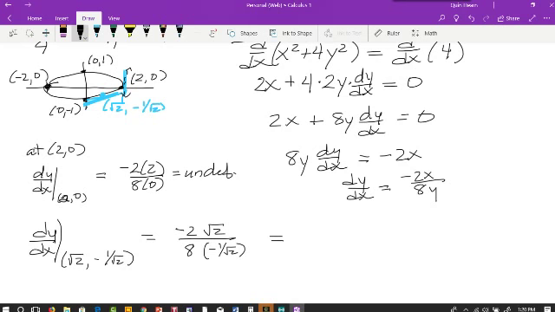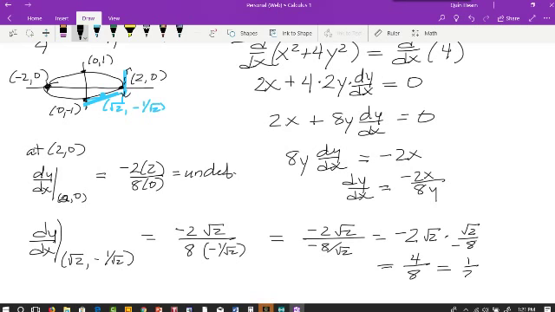Okay, so that's going to be negative 2 square root of 2 over negative 8 over the square root of 2. And we're going to invert and multiply, or keep, change, flip, however you like to say it. Negative 2 root 2 times root 2 over negative 8. That's going to be 2 times 2, or 4, positive, over 8, or a slope of positive 1/2.